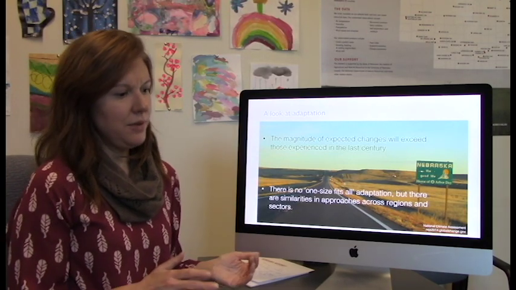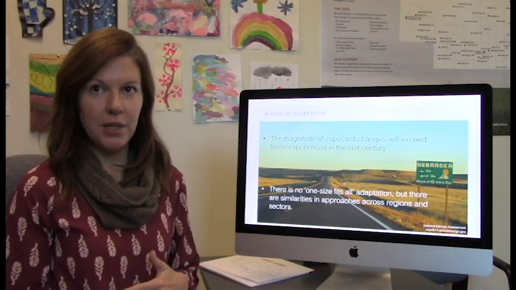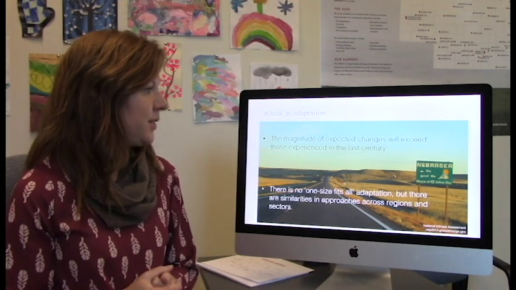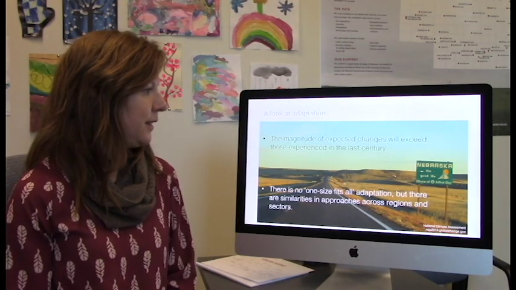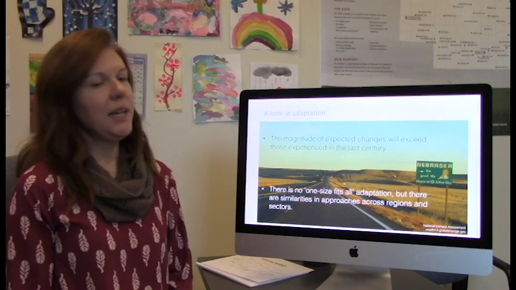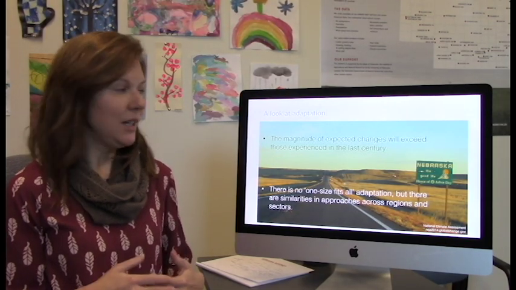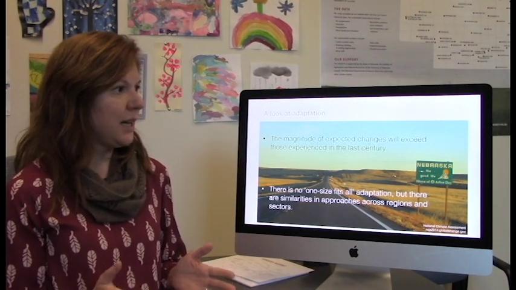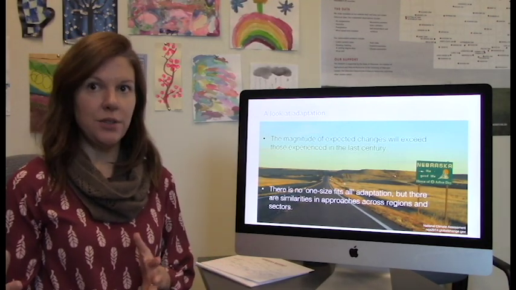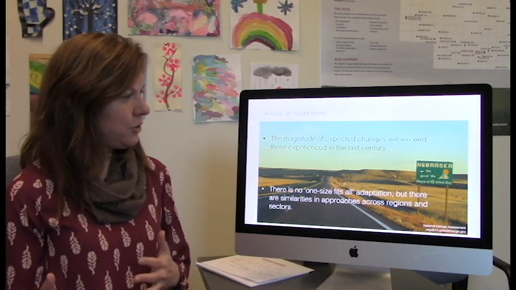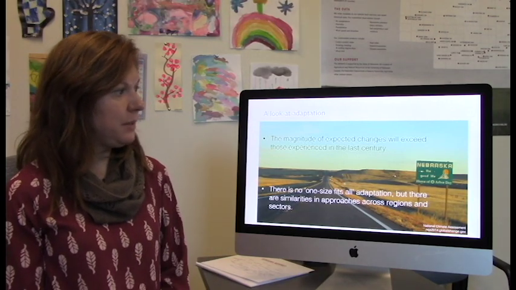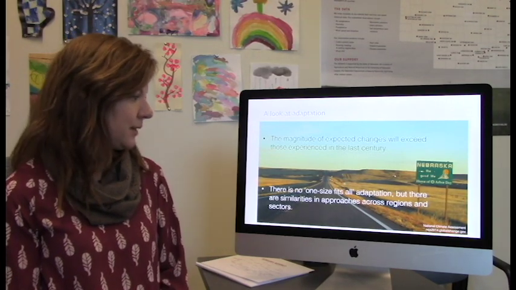So I've shown historical trends and I've shown future projections, and one message that I often talk about is that the magnitude of changes in the future will be greater than what they have been in the past. In the past we've seen about 1.5 degrees warming, and the future projections are about a 5-degree warming. So that rate of change going forward is going to be different than what it has been in the past.